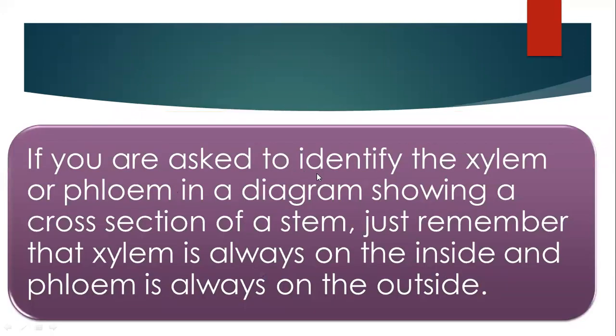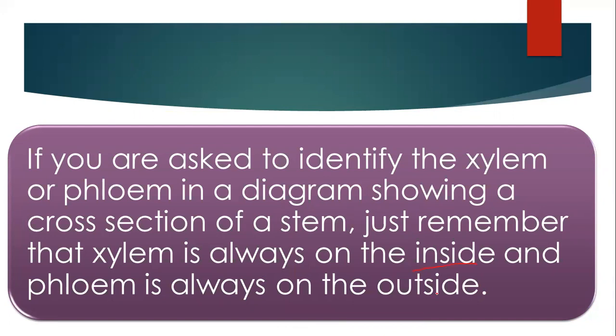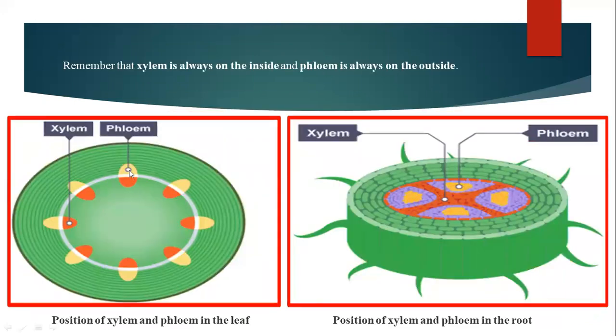If you are asked to identify the xylem or phloem in a diagram showing a cross-section of the stem, just remember that xylem is always on the inside and phloem is always on the outside. This is regarding the stem. So we take the stem here: xylem is inside and phloem is always on the outside. Xylem is inside and phloem is outside. I'll go back to this. Here in the leaves, xylem is inside and phloem is outside. In the root, xylem is inside and phloem is outside.